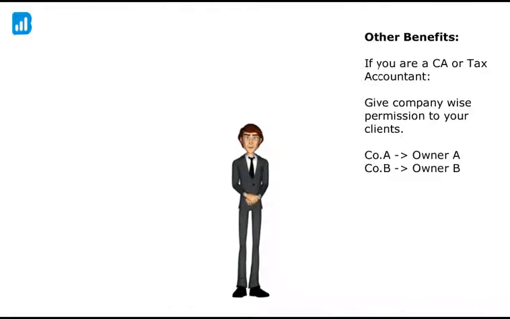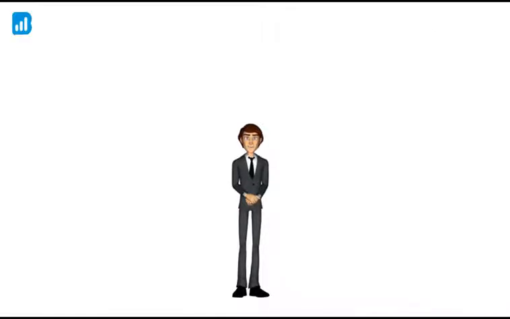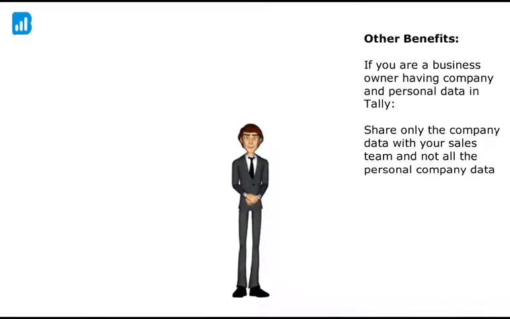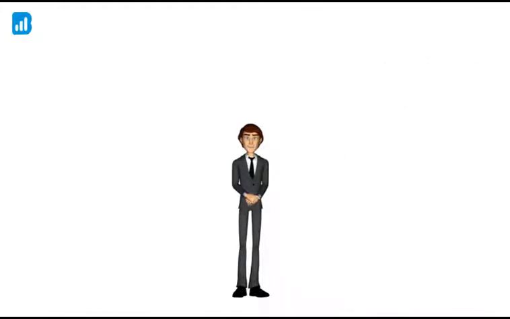customers. So for example, customer A will only see company A and customer B will only see company B, and so on. Or if you are a business owner having some personal companies in Tally, you can give access of a particular company only to your users and not share personal Tally company data.